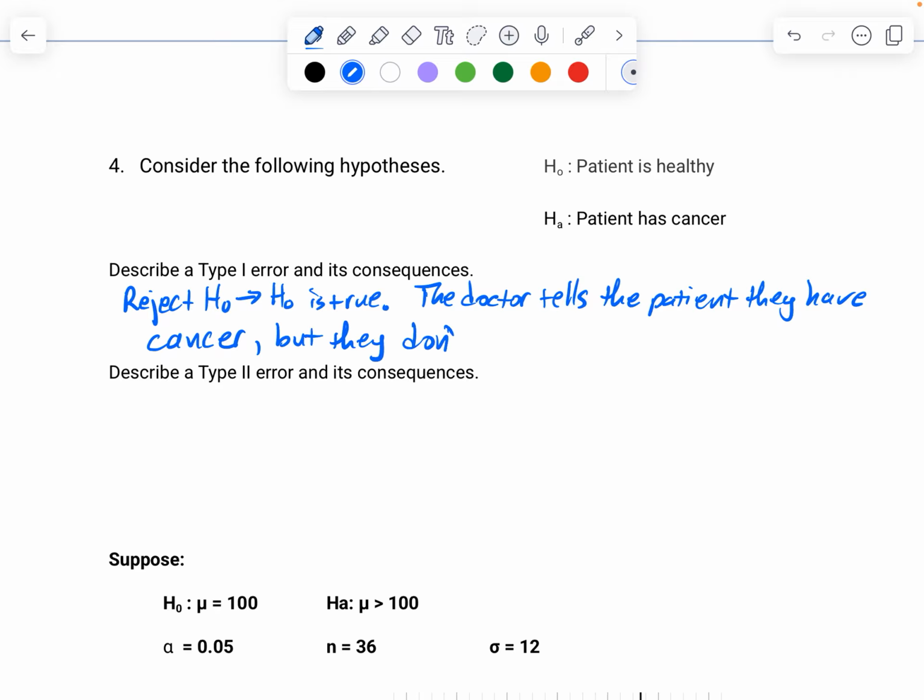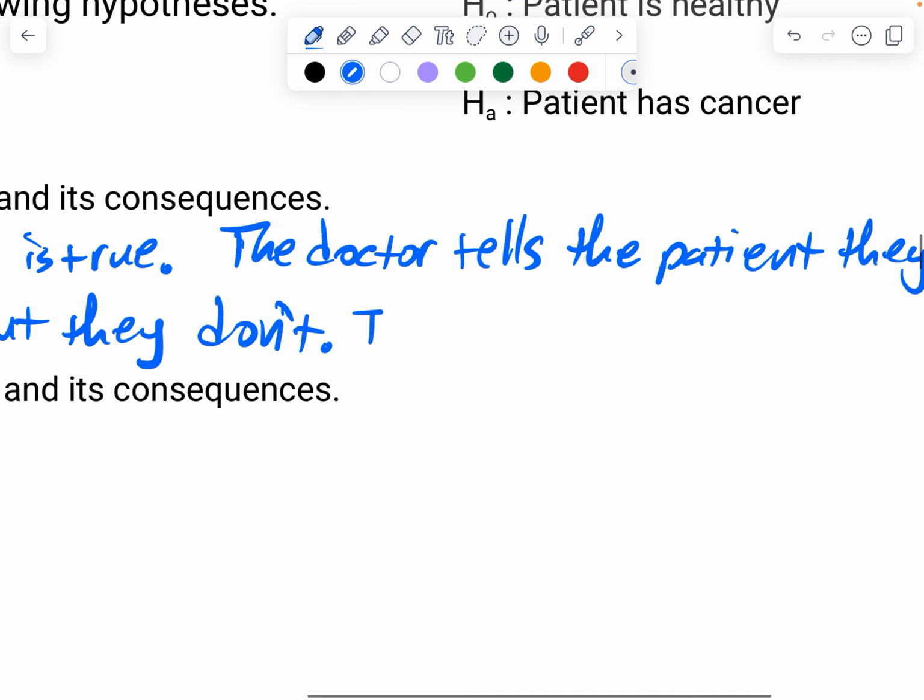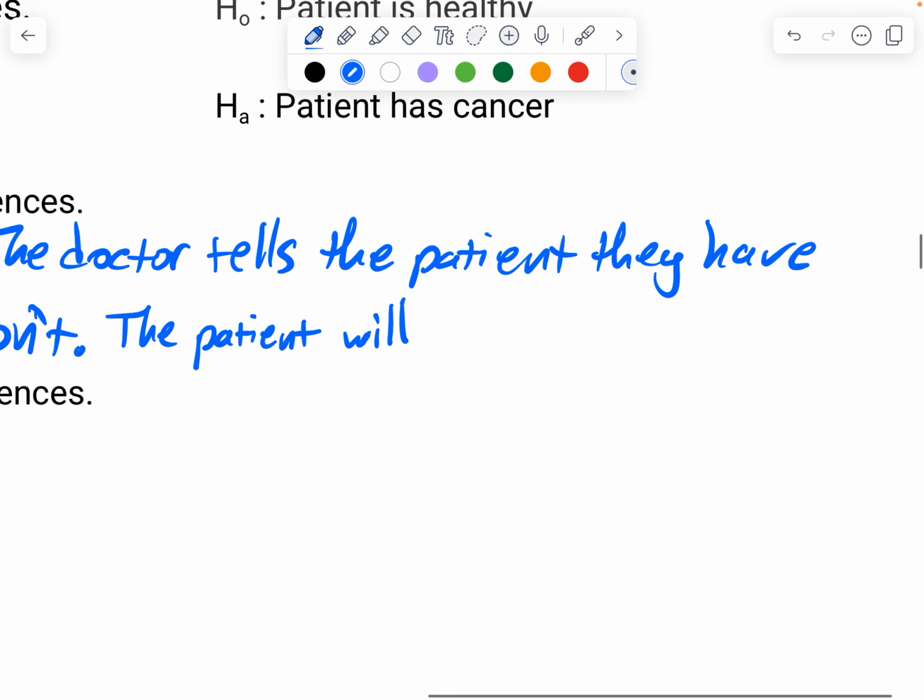This would be bad, right? So you rejected H0. The doctor said that's not true. The doctor told them this: you have cancer. What is the consequence? The patient will undergo a treatment, right? Chemotherapy or whatever it may be. Undergo unnecessary treatments.